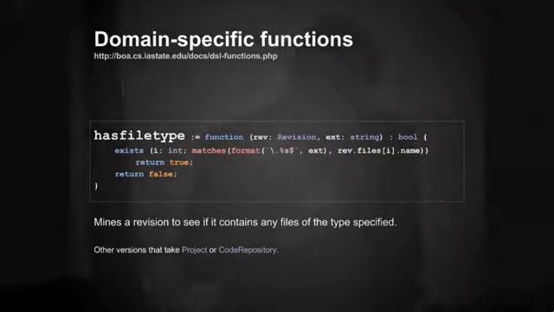We also provide domain-specific functions. These are first-class functions that we make available in the language. So has file type is a function which takes two arguments, revisions and a string, and returns a Boolean. As the body of that function, it tests whether there exists a project, there exists a file that matches a certain format, and if so, it returns true. Otherwise, it returns false. There are other versions of these functions that take a project or code repository.